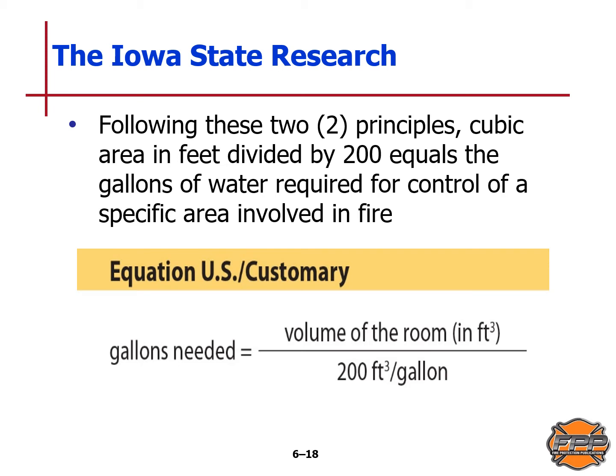Following these two principles, cubic area in feet divided by 200 equals the gallons of water required for control of a specific area involved in a fire. So here's the equation in U.S. customary or imperial method. You take the gallons needed, and that equals the volume of the room in cubic feet divided by 200 cubic feet per gallon. So it's very simple.